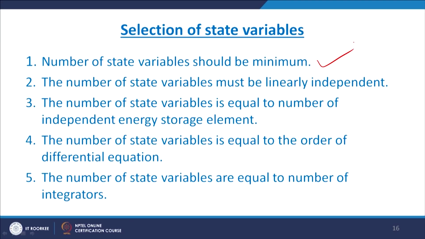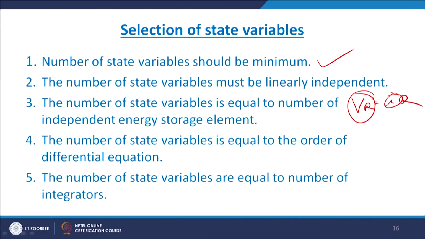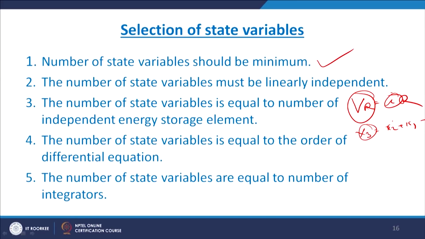Number of state variables must be linearly independent. It means, let us say Vr equals I into R. Suppose someone has selected Vr as the state variable, but Vr is dependent on I, so we cannot select I as the state variable. Similarly, if x3 equals x2 plus x5, and you select x3, then we cannot select x2 as the state variable. That means state variables must be linearly independent.